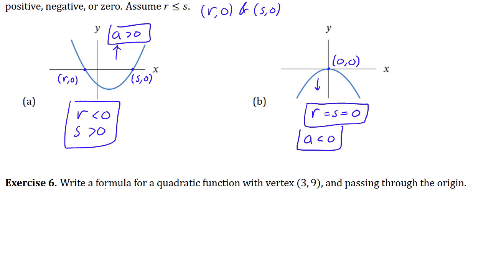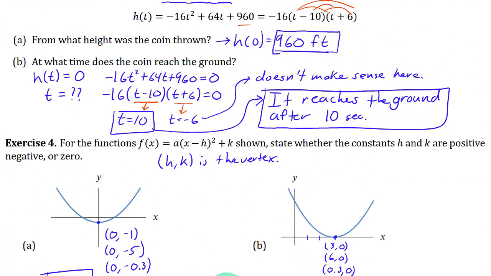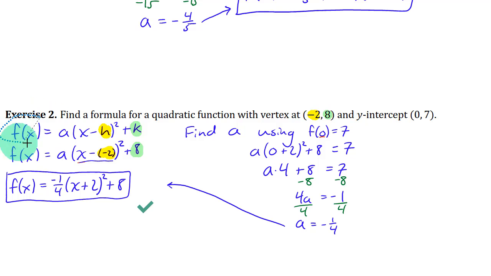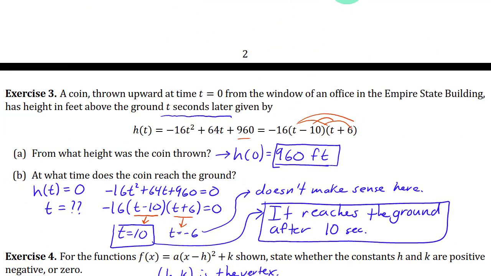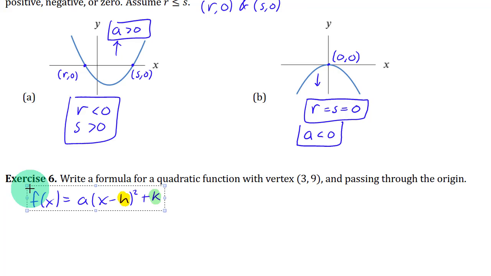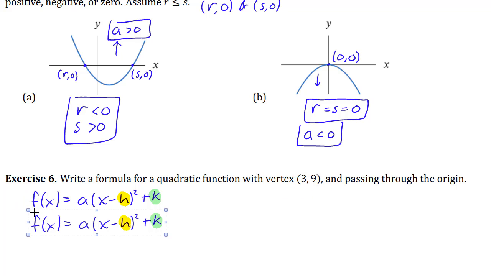All right, now let's look at exercise 6 here. We want a quadratic function with this vertex and passing through the origin. So just like a bunch of the previous exercises, if you're given the vertex, you can write it in vertex form, like this one. But the h and the k here are going to be 3 and 9. Like so. So it should look like that, but we don't know what a is.